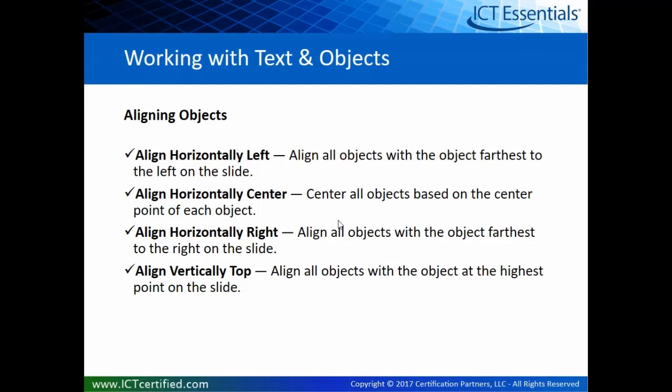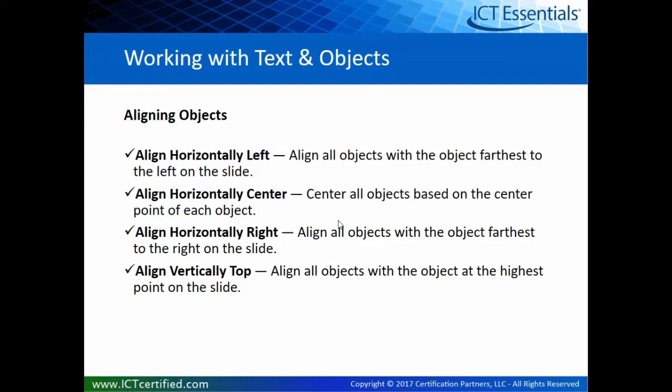Align objects. Align horizontally left. Align all objects with the object furthest to the left on the slide. Align horizontally center. Center all objects based on the center point of each object. Align horizontally right. Align all objects with the object farthest to the right on the slide.